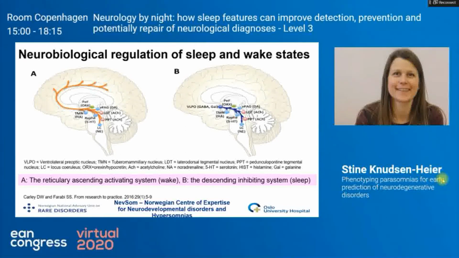But on the right side, you can see that there's also a descending inhibiting system. And that is the system that either initiates sleep or keeps us sleeping.